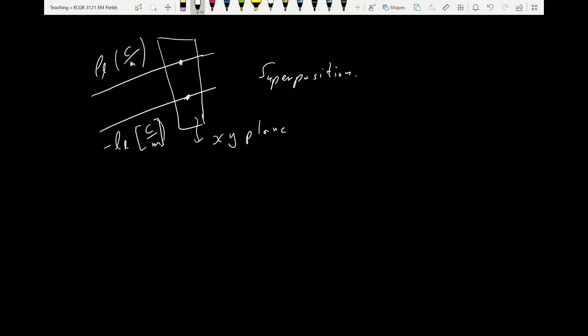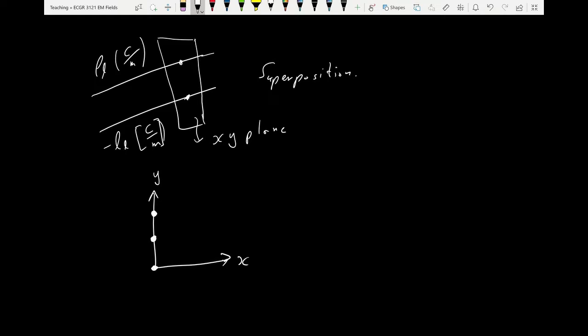So I can draw it this way. I can draw the x and y plane, and the z axis is going out of the board, so we don't see it here. And then the two transmission lines are crossing the xy plane this way. We see them as dots, but they are crossing the xy plane.